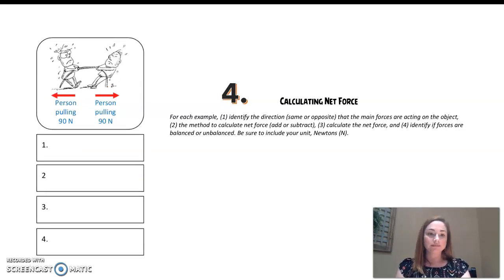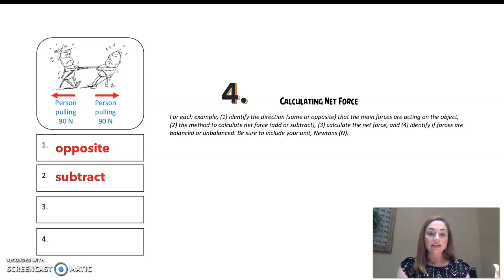Tug of war. We have one person pulling to the left, one person pulling to the right. So the forces, are they same or opposite? They are opposite. If they are opposite, do we add or do we subtract? We always subtract. They're working against each other.